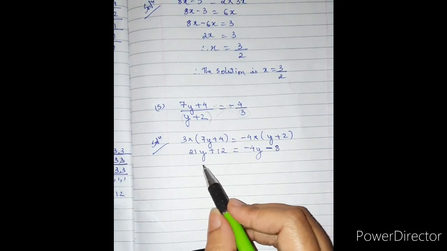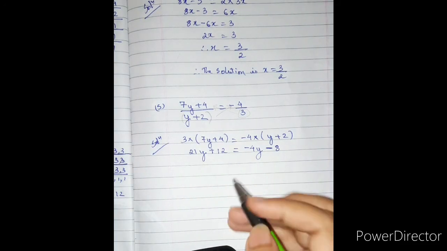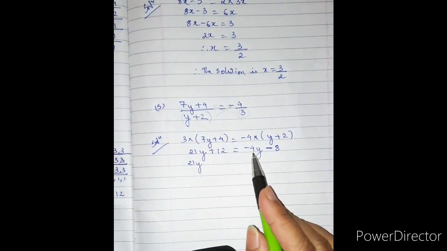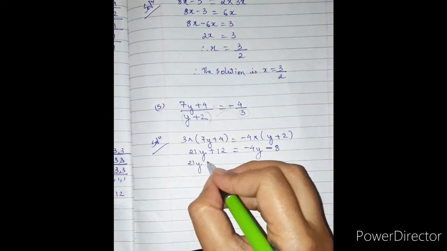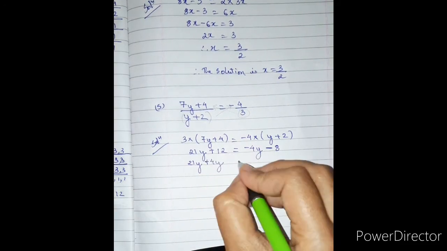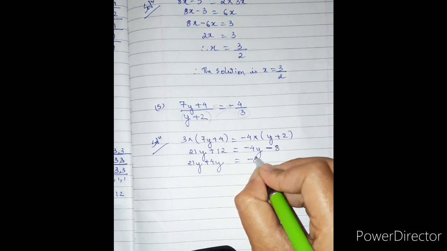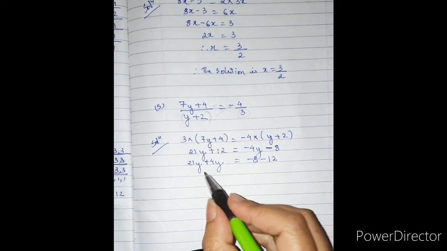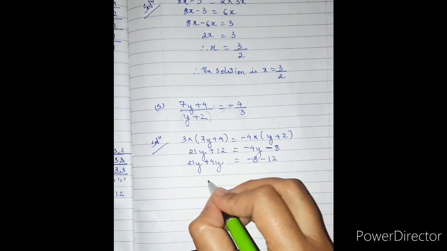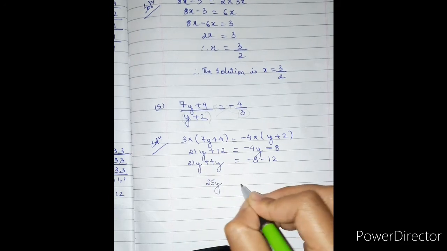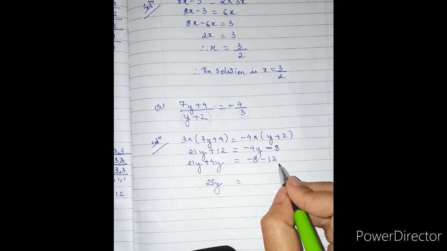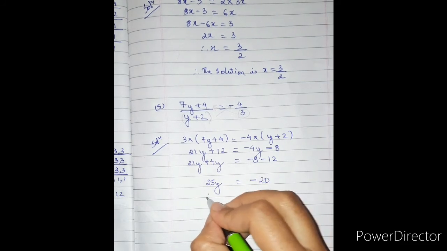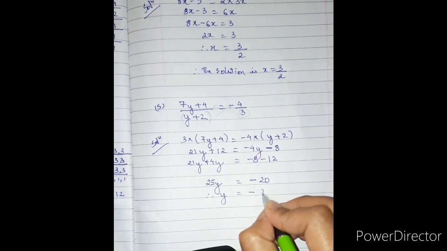Now take the terms of variable on one side and numbers on one side. So we get here 21y, which is on this side only, and -4y transfer on the other side will become plus 4y, which is equal to -8 remains here, plus 12 will become -12. Then 21 plus 4 gives us 25y, which is equal to -8 minus 12 gives us -20. Sign remains the same.